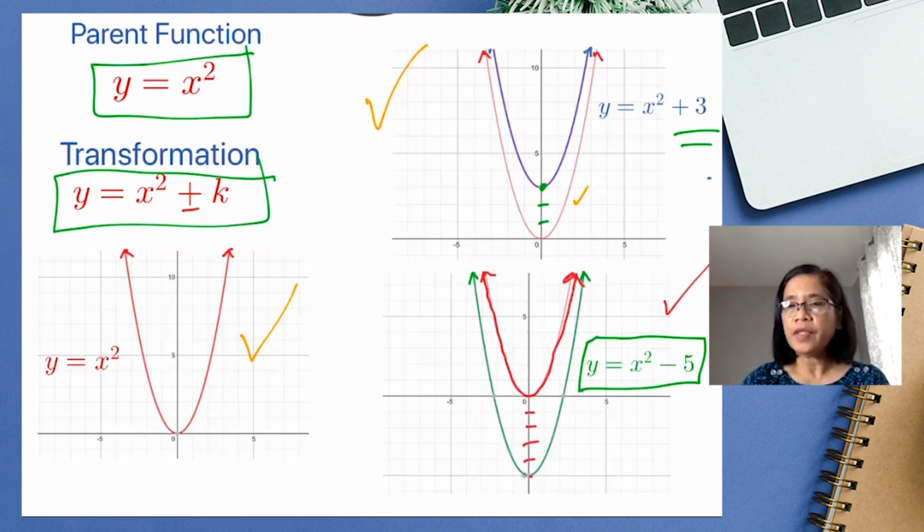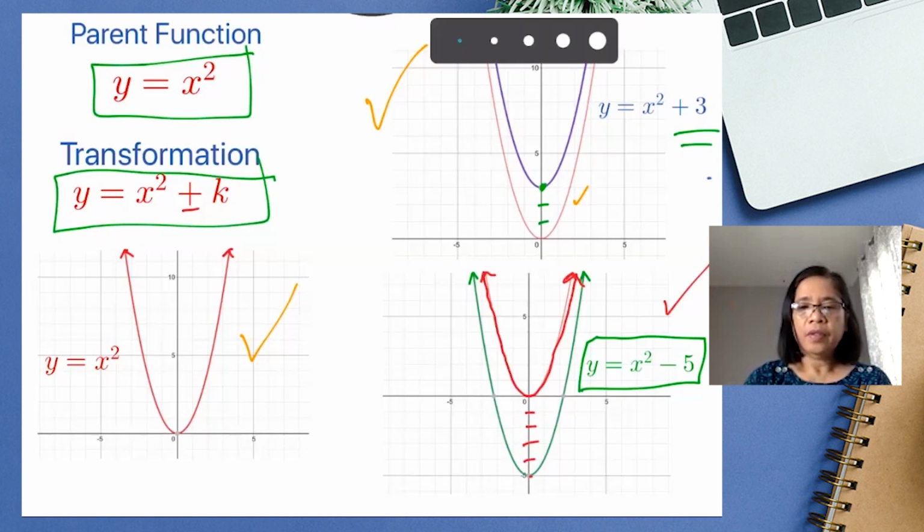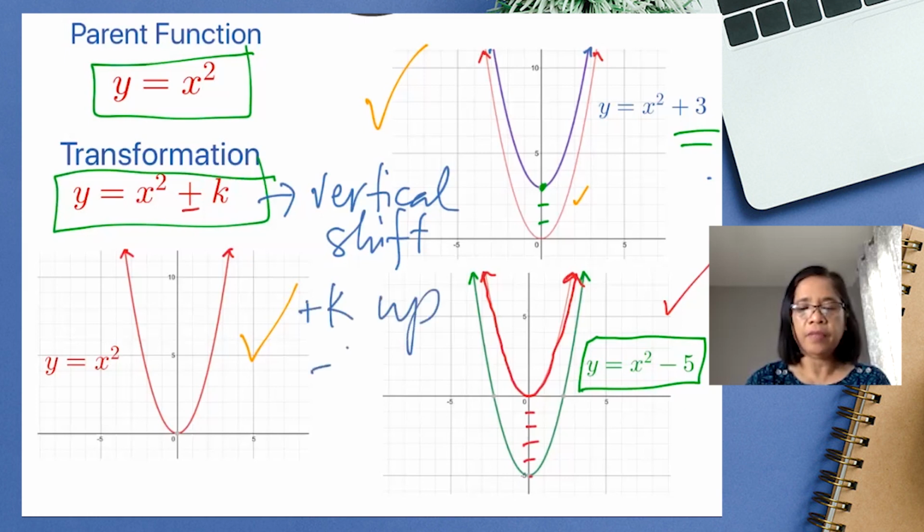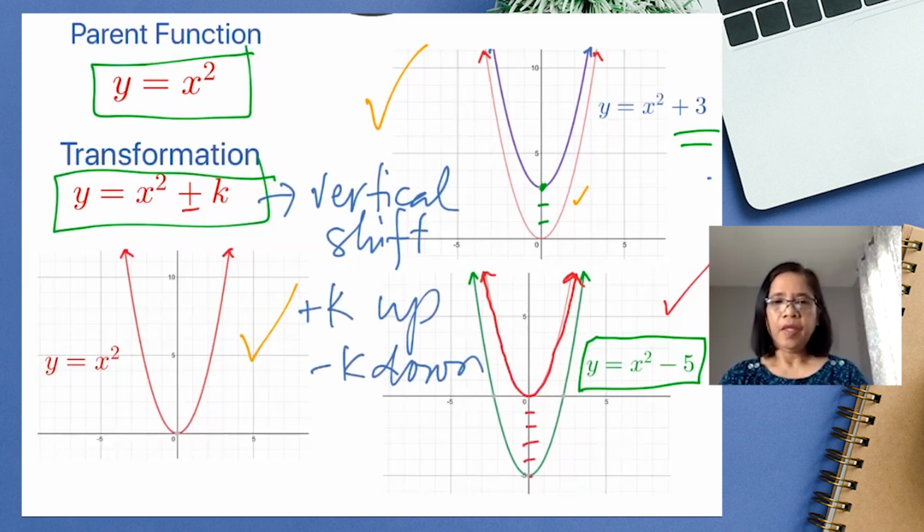Take down notes and process the information. So the effect of k here is the vertical shift. If it's plus k, it's up. If it's minus k, it's down. Write this down on your notebook.